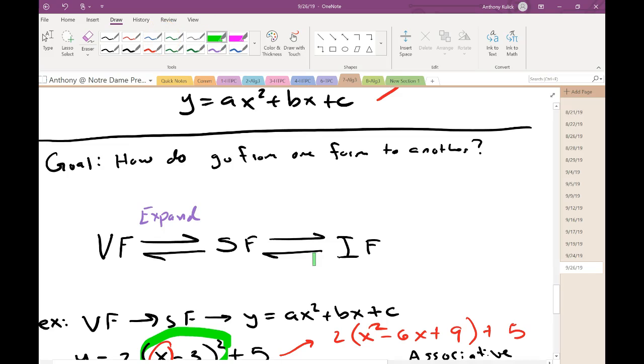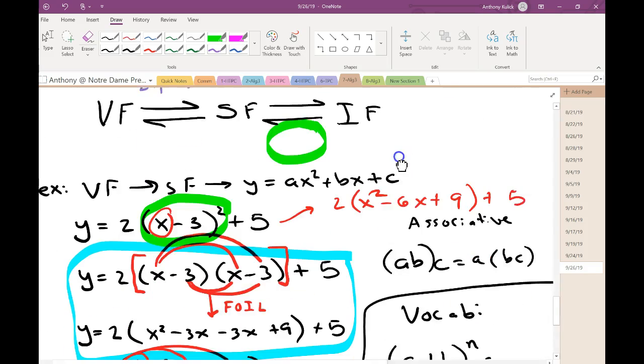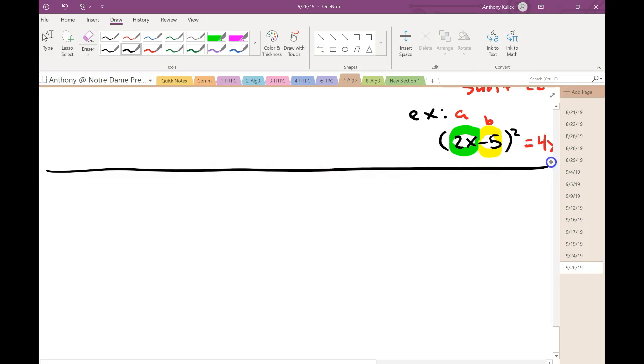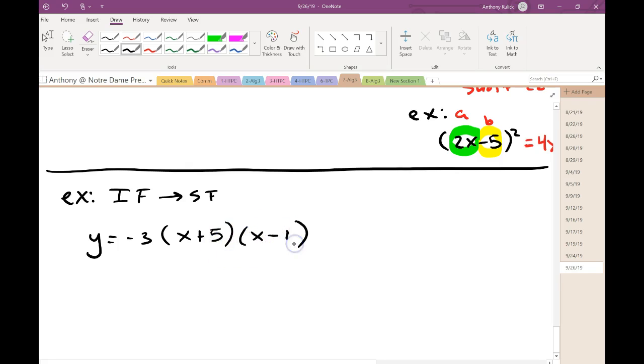What I want to look at next is this process going from intercept form to standard form. Okay with that? So that's the next spot we're going to look at. So we're going intercept to standard form. So my intercept form equation might look something like this.